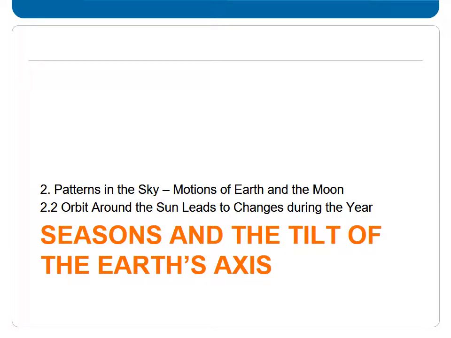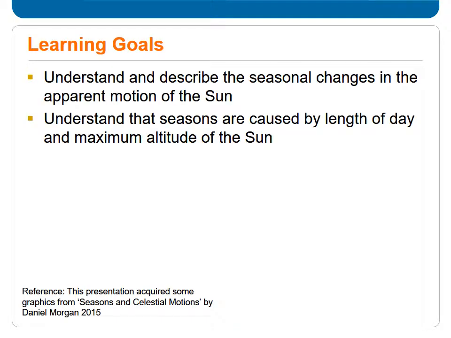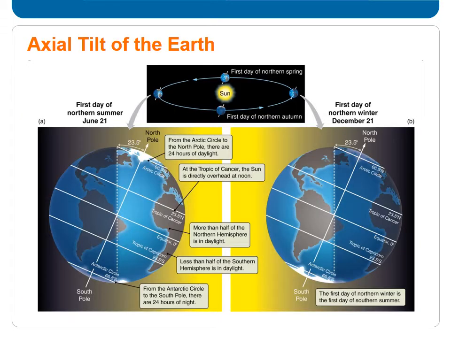Supplementing Section 2.2, this lecture explains the reasons for the seasons. The learning goals are to understand and describe the seasonal changes in the apparent motion of the sun, and to understand that seasons are caused by the length of day and the maximum altitude of the sun.